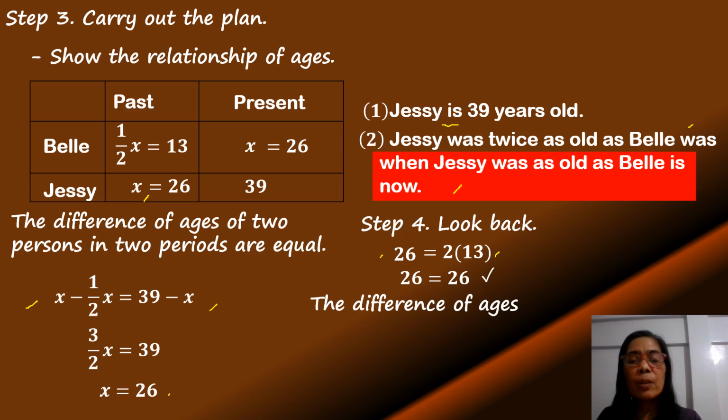Another condition is also on the difference of their ages. The present age of Belle minus the past age of Belle must be equal to the present age of Jessy minus her past age.